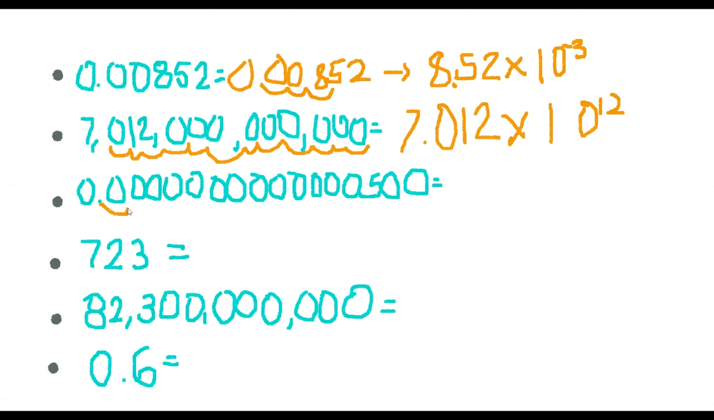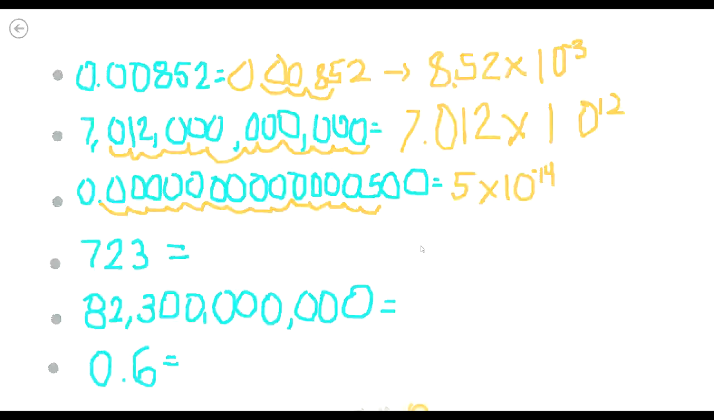Okay, 1, 2, 3, 4, 5, 6, 7, 8, 9, 10, 11, 12, 13, 14. That's really lots of zeros. Okay, let's try 5 times 10 raised to negative 14. Okay, negative 14. That's much better.